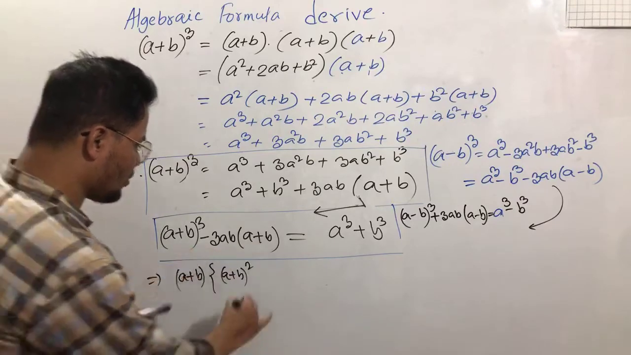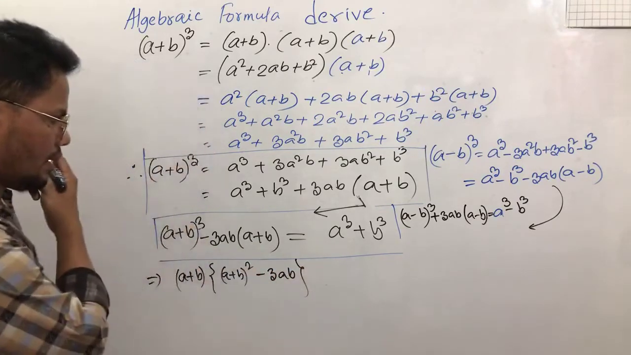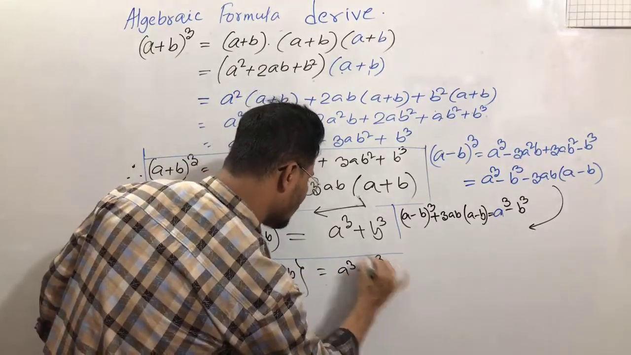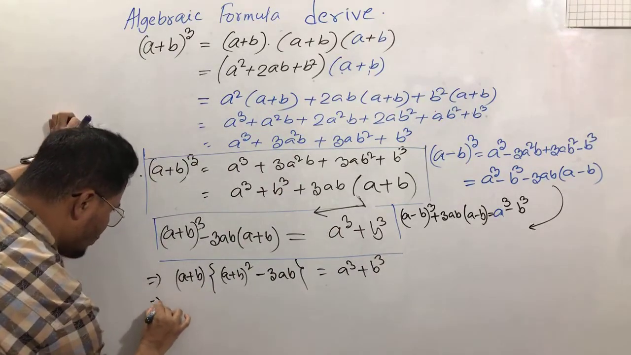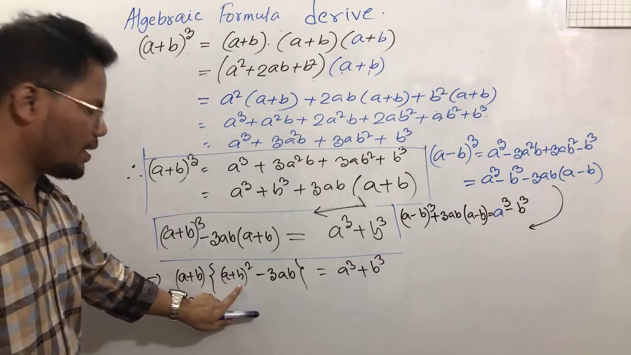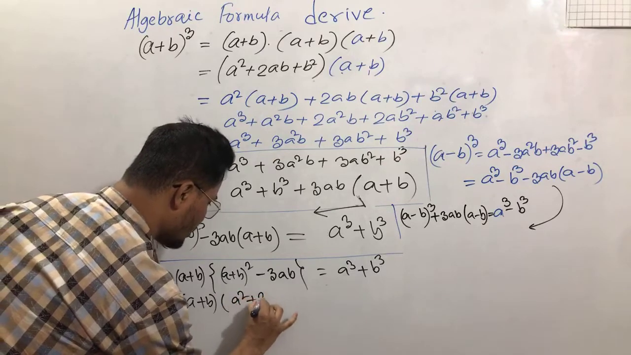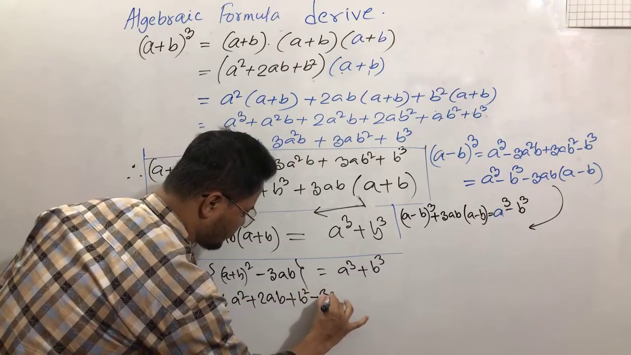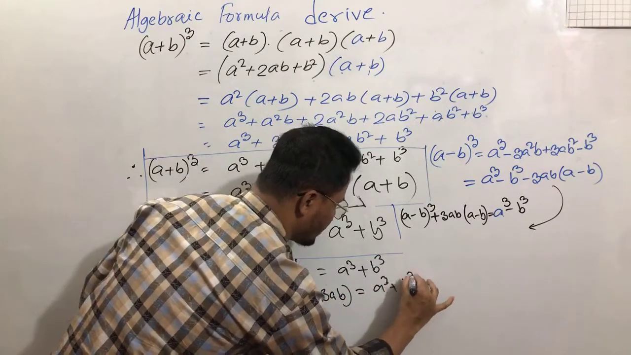A plus b is common. There will be 3 times of ab. And the right side is a cube plus b cube. So we see here this is a plus b. We know a plus b whole square is equal to a square plus 2 times of ab plus b square, then minus 3ab equals a cube plus b cube.